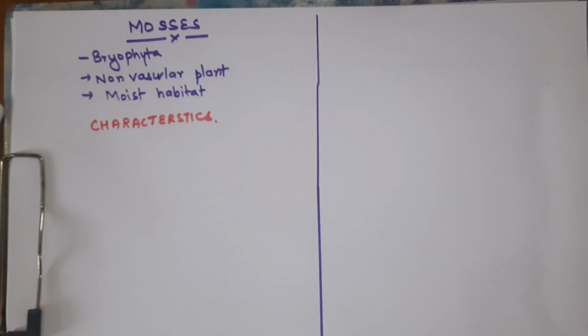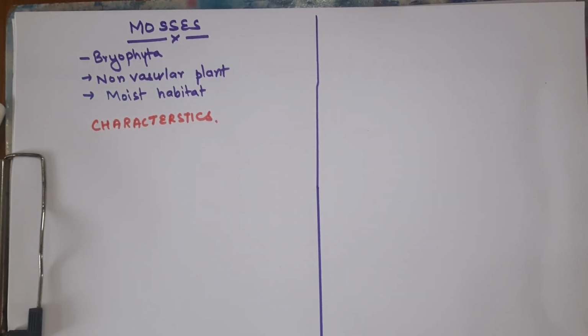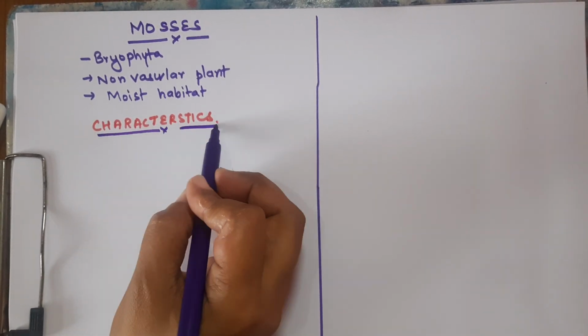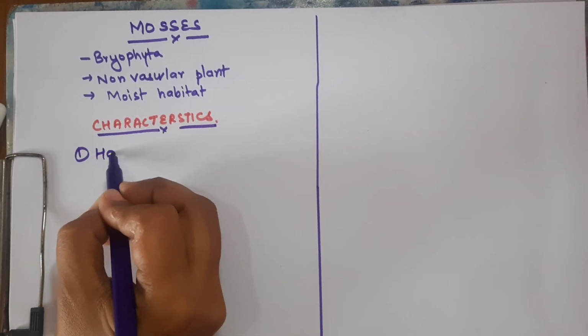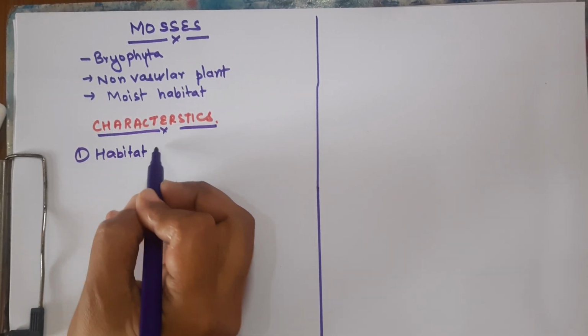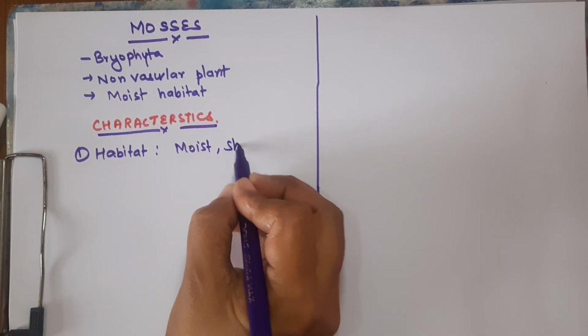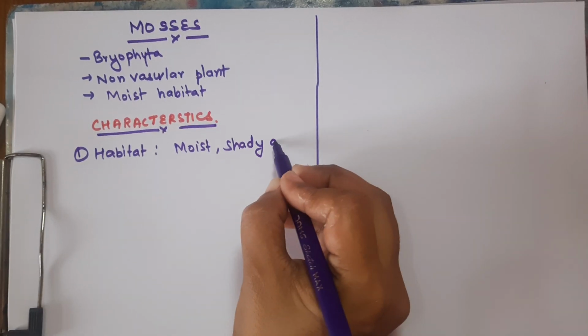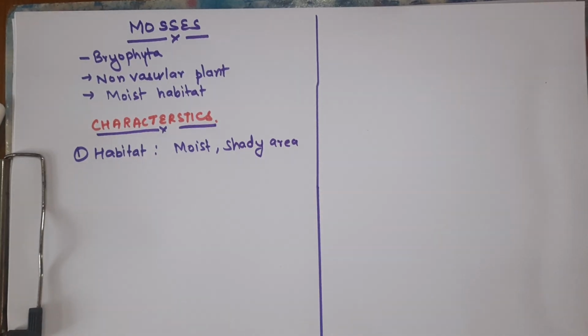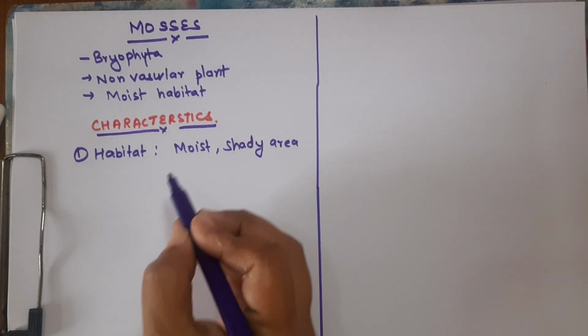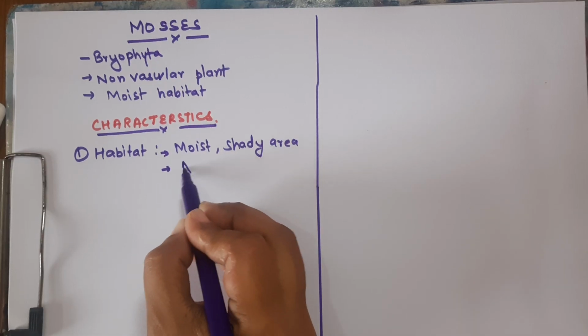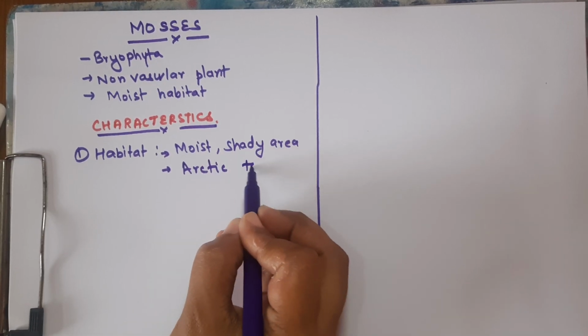We are going to discuss the characteristics of the mosses in 4 points. The first one will be the habitat, of course. I already told you that they are found in moist and shady areas, usually in forests, rocks and wetlands. They can tolerate a wide range of climates, and they can occur from Arctic to tropical regions.